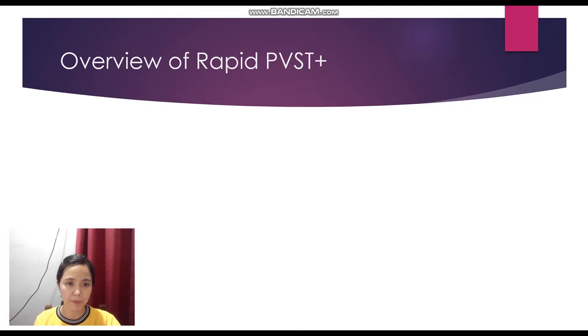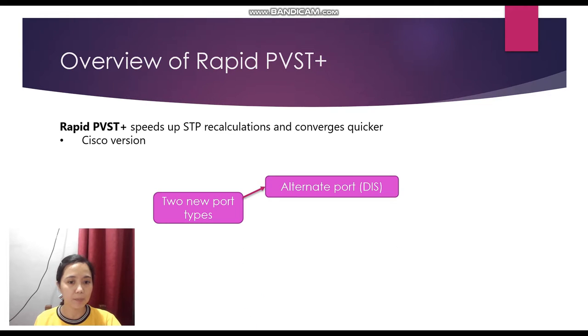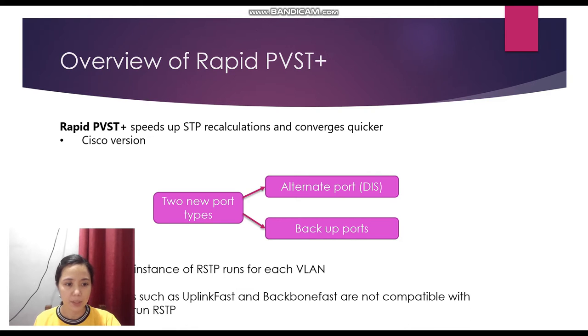Overview of Rapid PVST+. Rapid PVST+ speeds up STP recalculation and converges quicker. It is the Cisco version. The two new port types are the alternate port and the backup port. An independent instance of RSTP runs for each VLAN. Cisco features such as UplinkFast and BackboneFast are not compatible with switches that run RSTP.